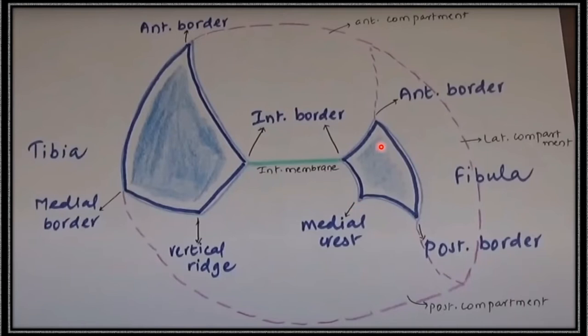So we were discussing this anterior border. Now this is the anterior compartment of the leg, this is the posterior compartment of the leg, and this is the lateral compartment of the leg. I hope we are clear.